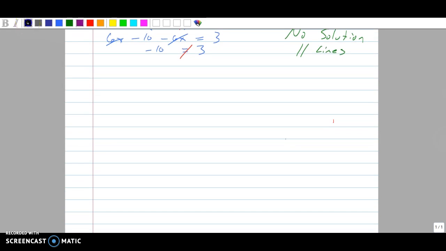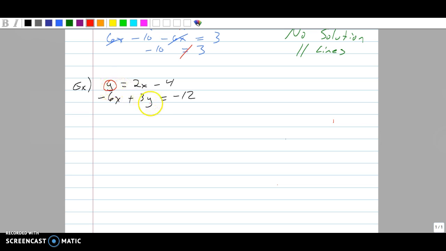Let's do another example. Our next example is going to be y is equal to 2x minus 4. And then we have negative 6x plus 3y is equal to negative 12. All right, so we have a variable by itself, so that saves us a little bit of work for step one.